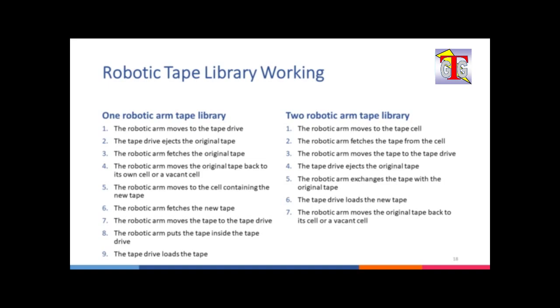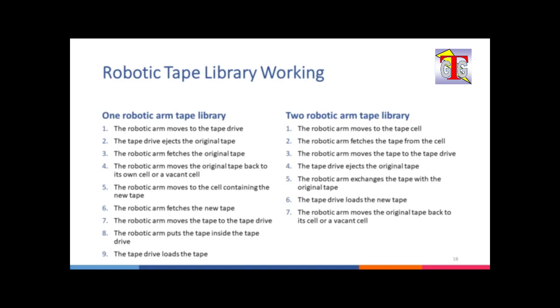The robotic arm fetches the tape from the cell. Then the robotic arm moves the tape to the tape drive. The tape drive ejects the original tape and the robotic arm exchanges the tape with the original tape. The tape drive loads the new tape. And finally, the robotic arm moves the original tape back to its cell or a vacant cell.